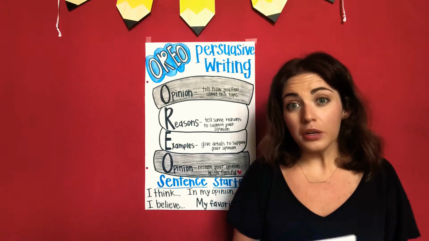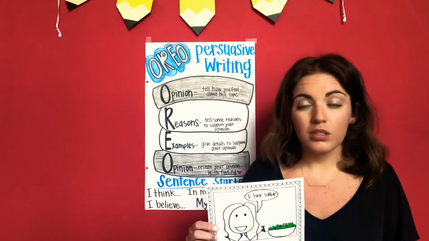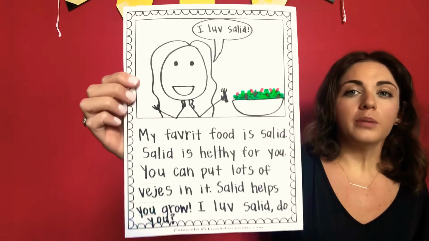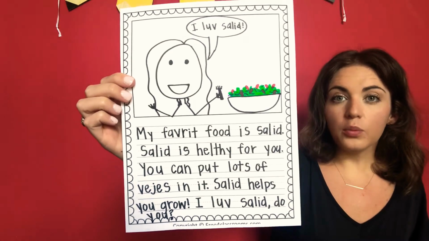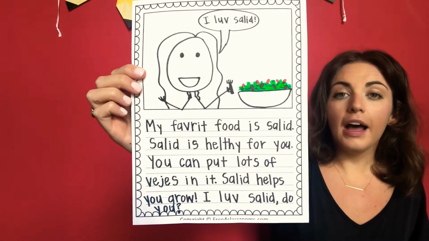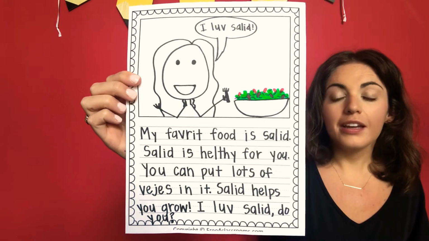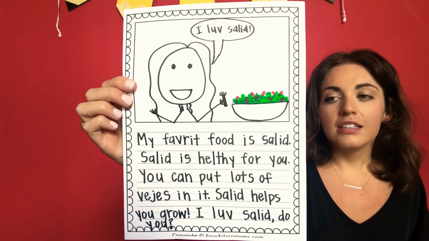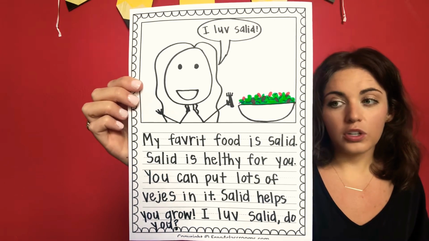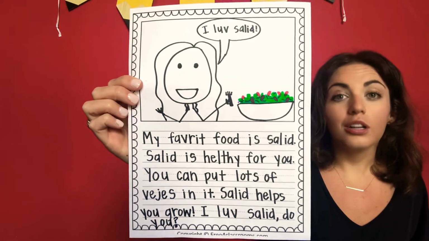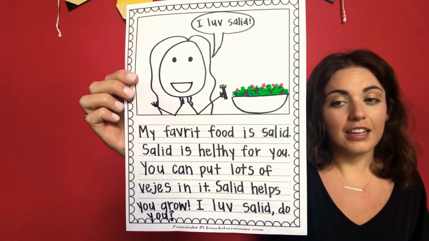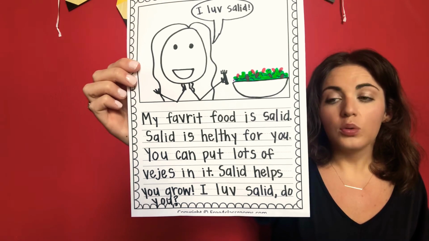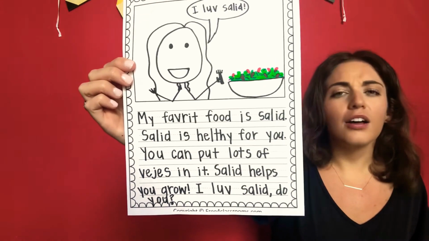Now Miss Lorman already wrote mine because I didn't want to waste your time. So here's my paper, and I'll read it to you. It says, my favorite food is salad. Salad is healthy for you. You can put lots of veggies in it. Salad helps you grow. I love salad.